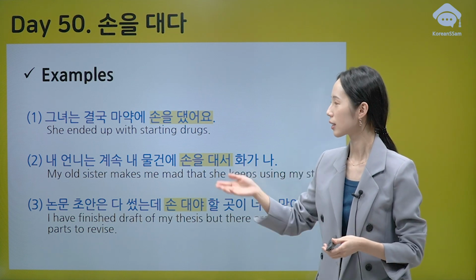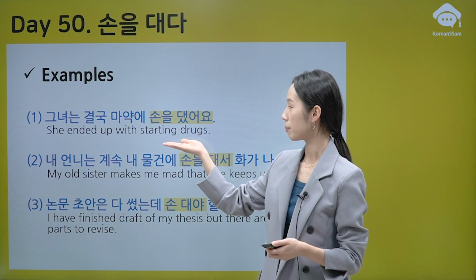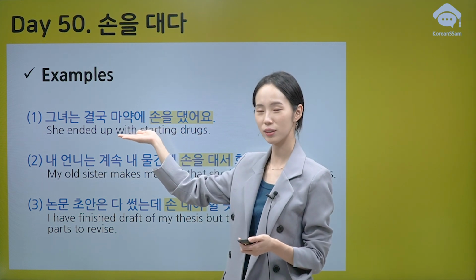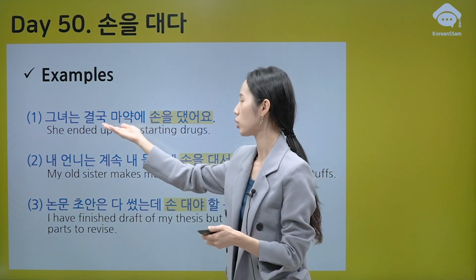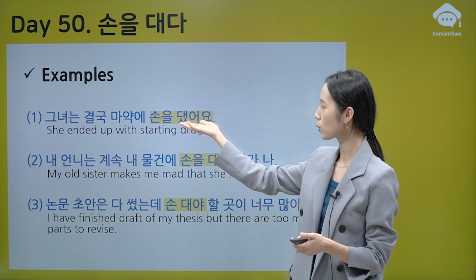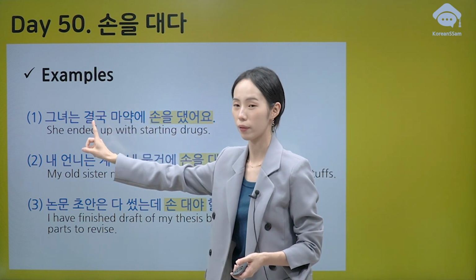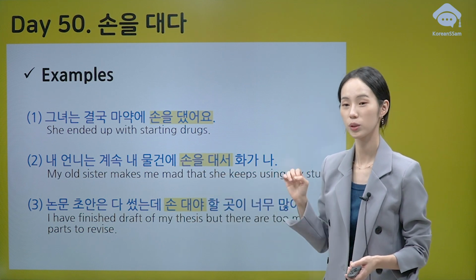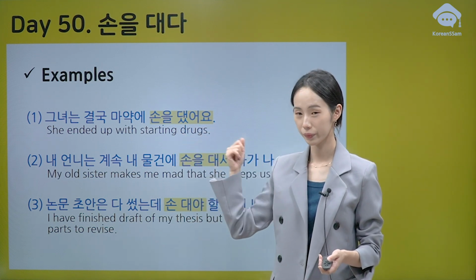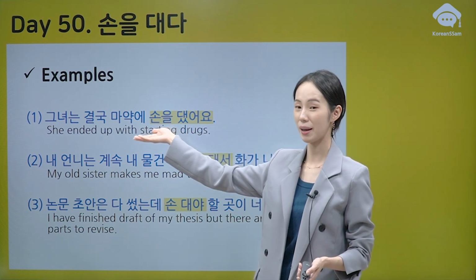Number 1. 그녀는 결국 마약에 손을 댔어요. 마약 is drugs. So, 마약, is it good? Never. She ended up starting drugs. 손을 댔어요. Here, the meaning is number 1. To start something. To take on something. So, 마약에 손을 댔어요. Like I said, 손을 대다 is used for something bad.